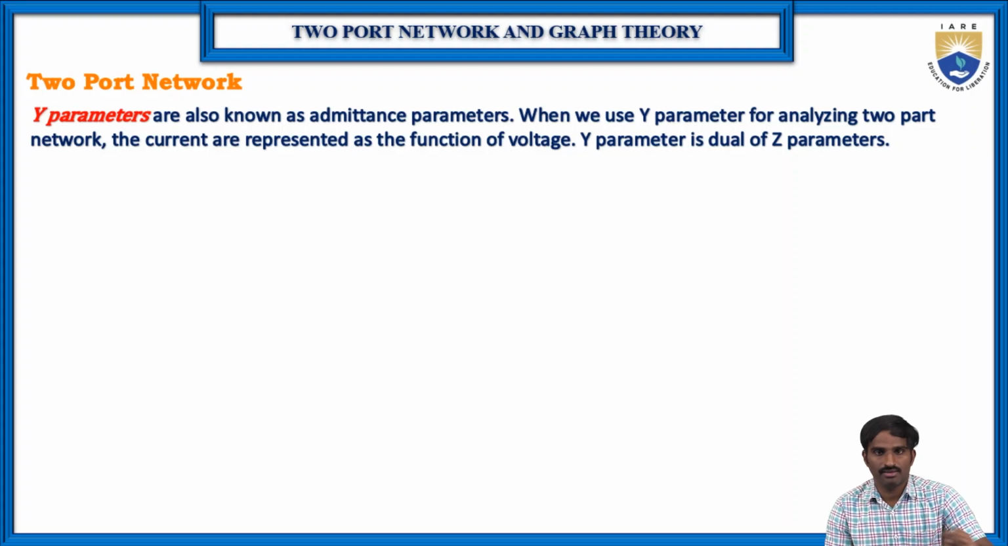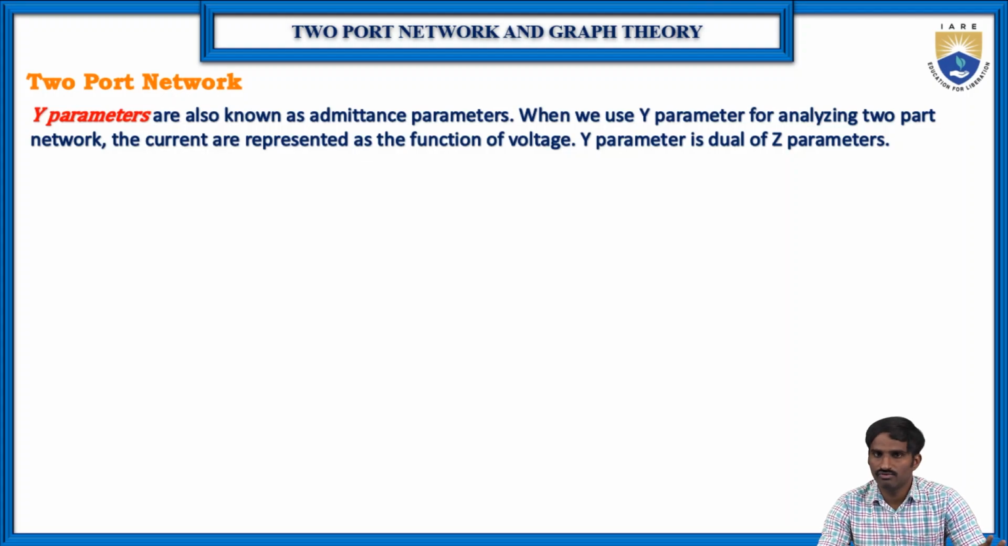Then coming to the Y parameters. These Y parameters are also called admittance parameters, or in other words, short circuit parameters. Why? Because before, in the Z parameters, to find the Z parameters we considered one of the ports to be open circuit.